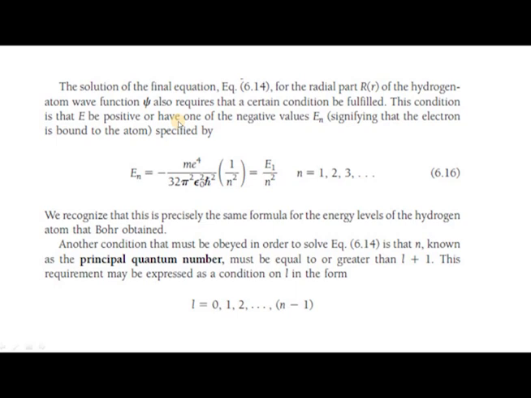In that minimum energy state, the electron is bound to move around the positively charged nucleus, which indicates that it will have a negative energy. One of the negative values En signifies that the electron is bound to the atom, and it is specified by the equation En is equal to minus, and if you solve the third equation, you will get a result of this form: minus m e raised to 4 by 32 pi square epsilon 0 square h bar square into 1 by n square, that is equal to E1 by n square.